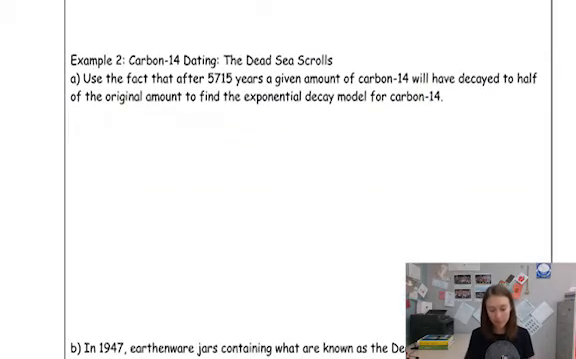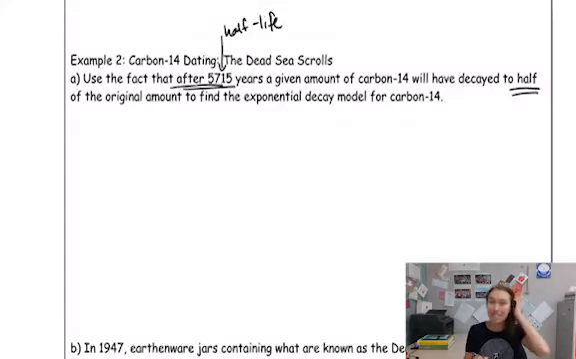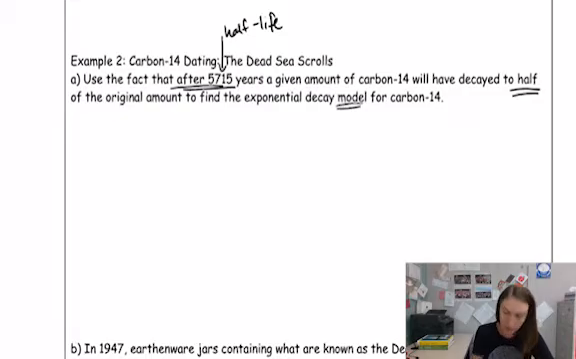So we have carbon-14 dating, the Dead Sea Scrolls, so cool. Use the fact that after 5,715 years, a given amount of carbon-14 will have decayed to half the original amount. So this is the half-life amount. So if it says, what's the half-life? It's 5,715 years. Now, I want to find a model. So again, I want to find the equation with just a t in there. So I need to solve for k using our formula.